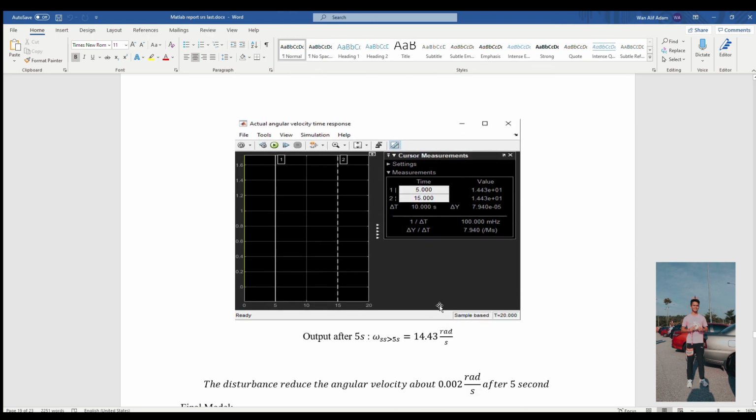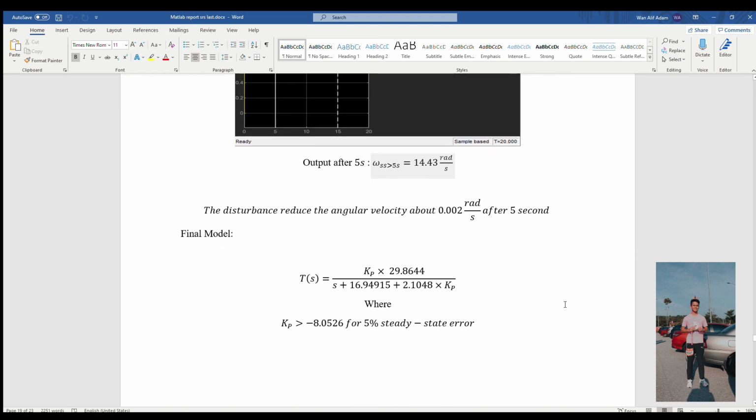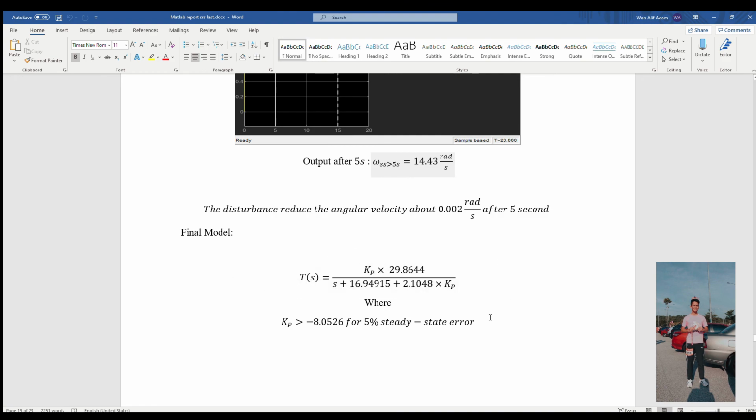And we get this graph whereby the angular velocity after the disturbance is around 14.43 rad per second. This disturbance reduced the angular velocity by about 0.002 rad per second after 5 seconds. So the final model is as stated here.